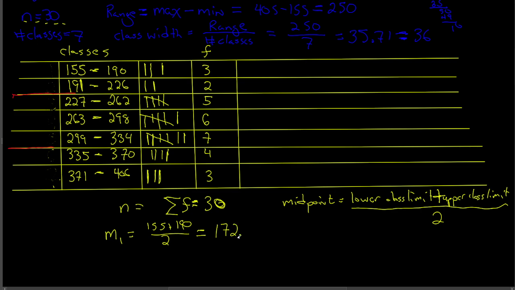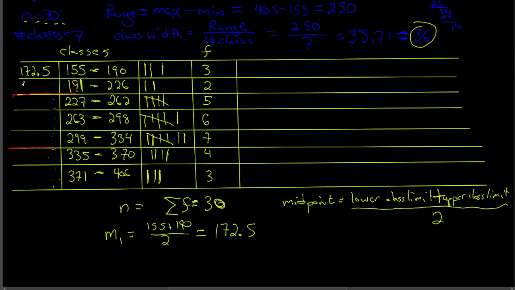Now the examples in the textbook go on and add these two together, divide by 2, add these two together, divide by 2. I don't know, that's a lot more calculating than I like to do. But my class width was 36, so the distance between the midpoints is also going to be 36. So I don't need to add these together and divide by 2.